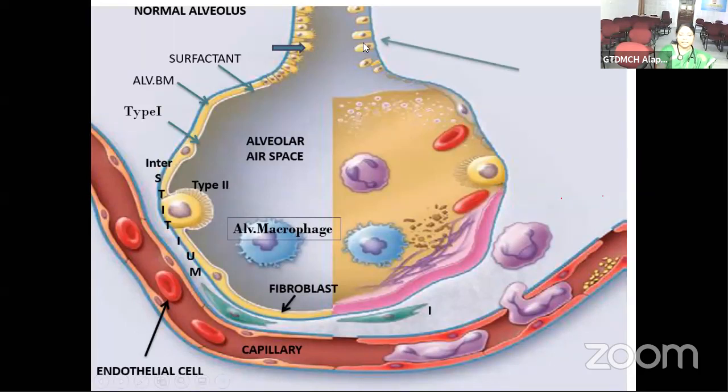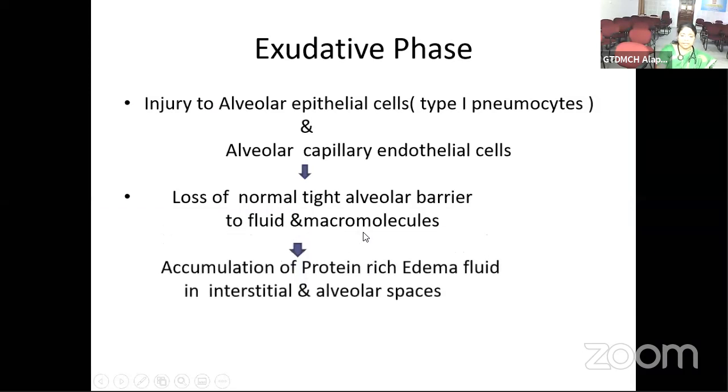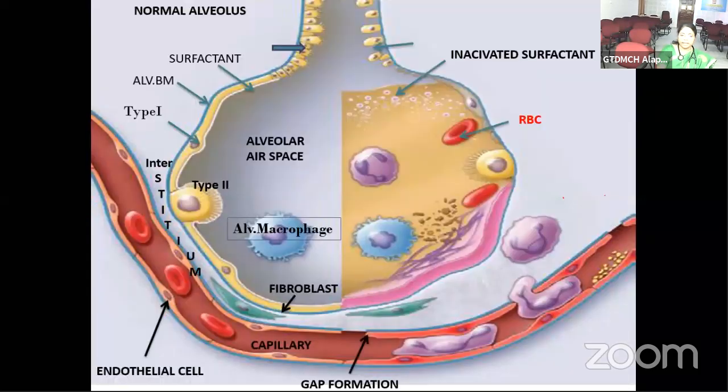You can see here that this tight junction is lost in the alveolar epithelium as well as in the capillary endothelium. So there is a gap formation. Okay. So what happens when these macromolecules enter into the alveolar space? There will be accumulation of protein-rich edema fluid in the interstitial and alveolar spaces. You see there is protein-rich edema fluid in the alveolar space as well as in the interstitium. There is interstitial edema. You see, the interstitium is widened with edema here.